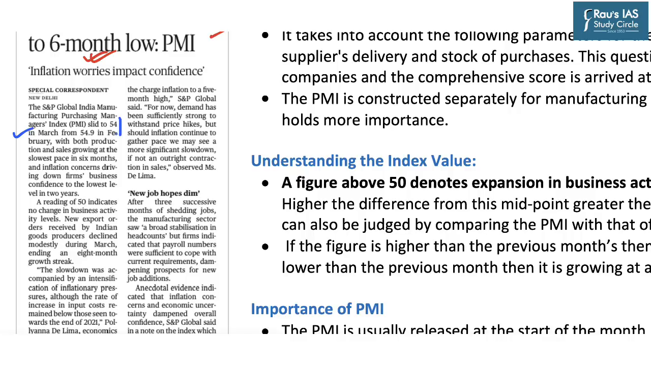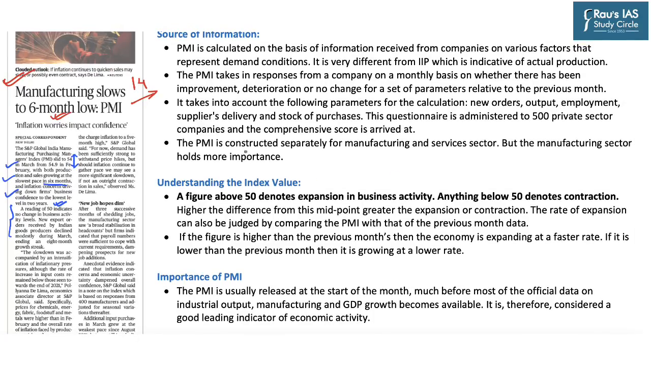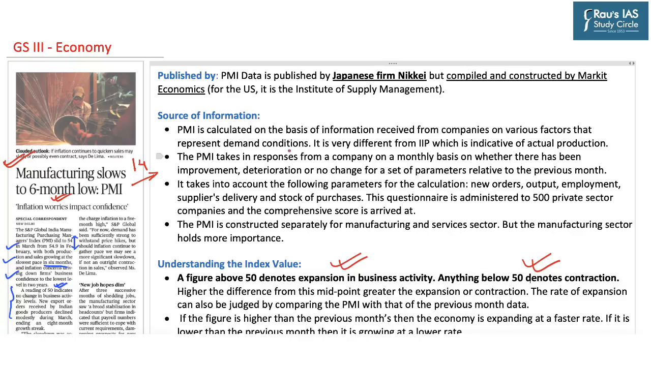However, we need to understand what is the meaning of any score above 50 or below 50. Now it highlights about understanding the index value. Here it says a figure above 50 denotes expansion in business activity and anything below 50 denotes contraction. So from our prelims perspective, we need to know who publishes Purchasing Managers Index. So this data is published by Japanese firm Nikkei and compiled and constructed by Markit Economics. PMI is calculated on the basis of information received from companies on various factors, which represents demand conditions.